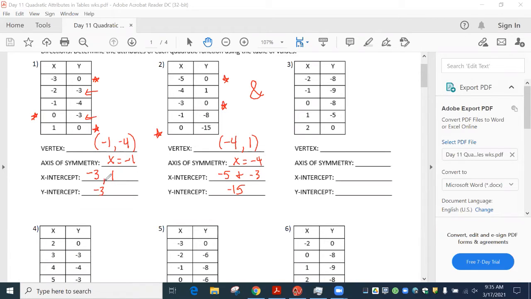You can put a comma. Just make sure that if you put a comma, you don't put parentheses, because it's not a point. It's saying that they're two separate ones.